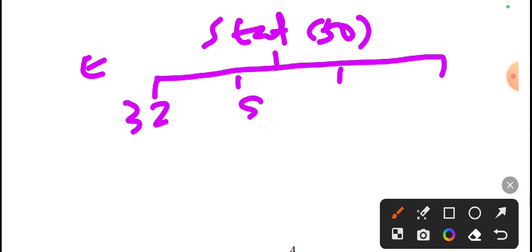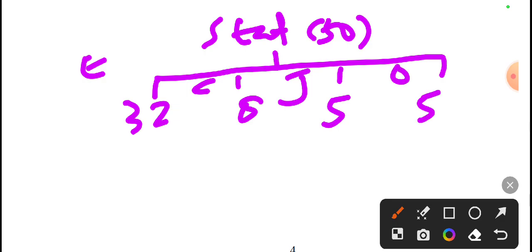8 marks are reserved for the case study, 5 marks are reserved for your journal submission, and 5 marks are reserved for the oral examination, which will be conducted at the time of the practical examination. So what is this examination part? You have to appear for the practical examination for 32 marks.